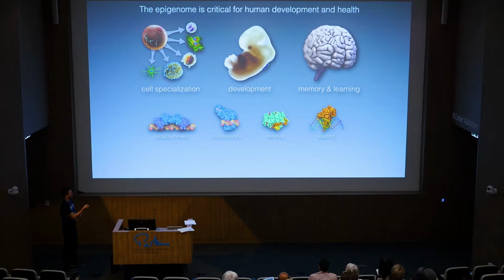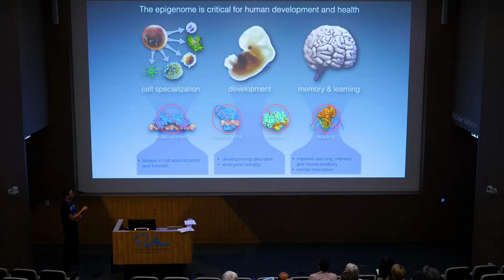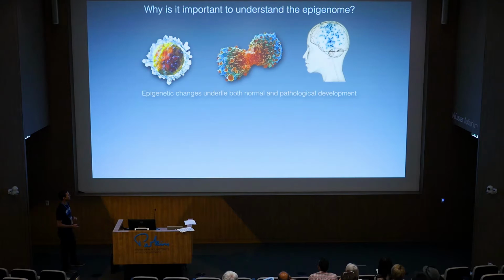And we know many of the factors that are involved in this in the cell. But also we know that if these factors are disrupted and you have mutations in them, then we can get deficiencies or diseases or disorders associated with all of these key critical factors in our life. So why it's important then to research and to study and understand the epigenome is because these epigenetic changes underlie these fundamental processes, both in our normal development, but also they're disrupted in various disease states.